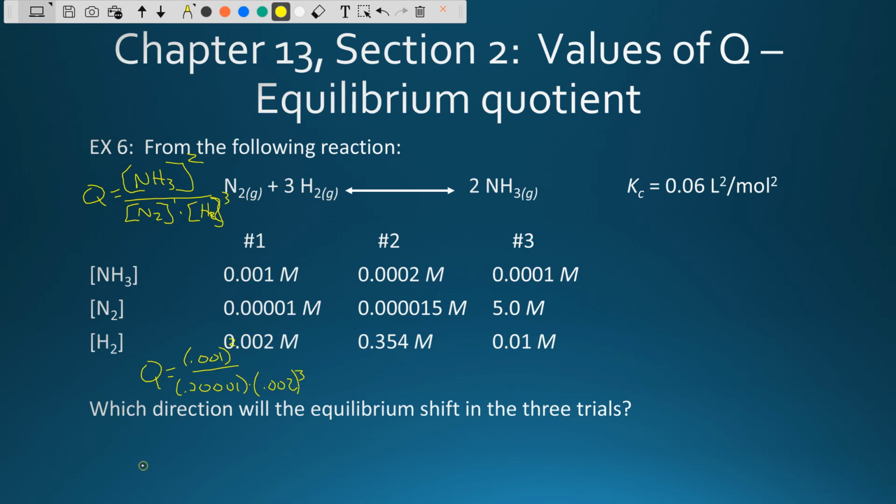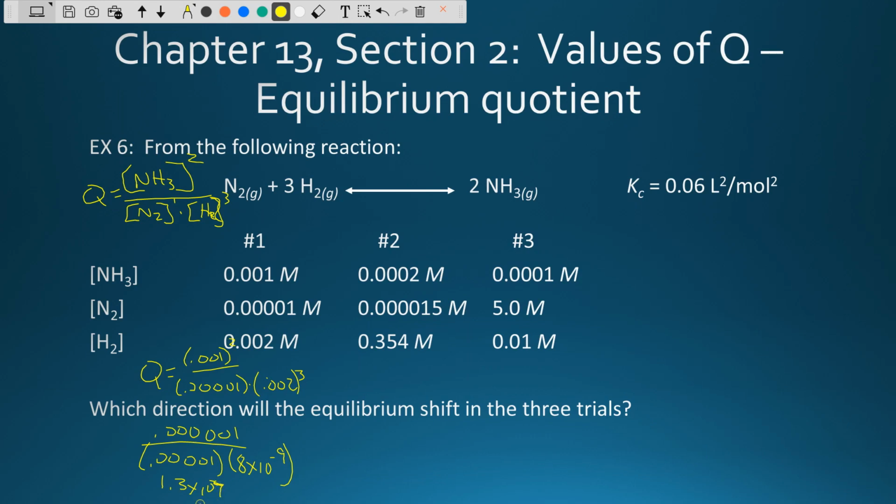So in this case, in this first trial, I have 0.000001. Okay, so there's 5 zeros there. 0.00001 and 8 times 10 to the negative 9. Okay, that's 0.002 cubed. And so I get a Q value of 1.3 times 10 to the 7th power. Okay, that's a positive 7 power.